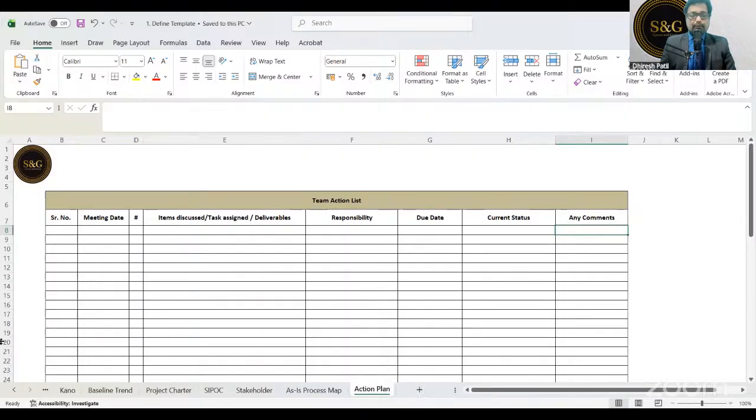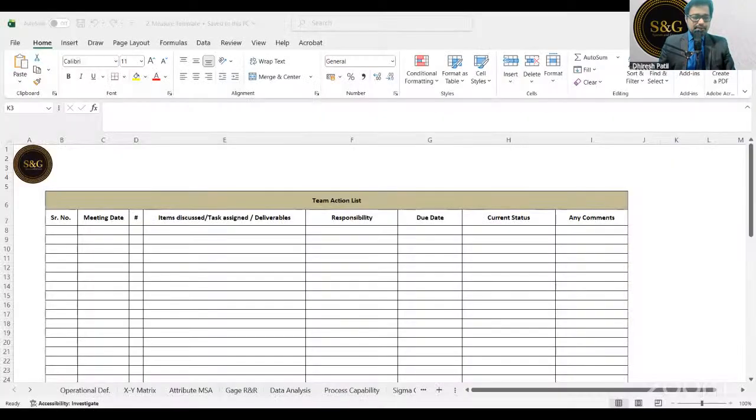Just give me yes in the chat box. So this is the define phase templates. Very simple. Clear? Just give me yes in the chat box. Pretty much self-explanatory. Okay. Very good. Very good.